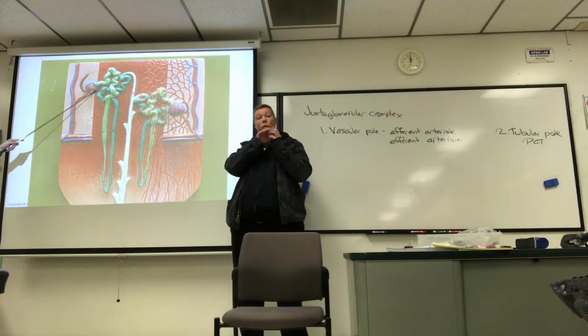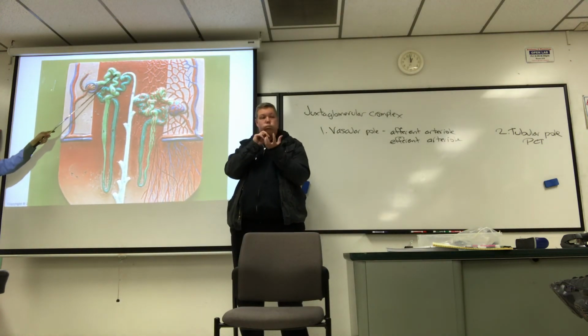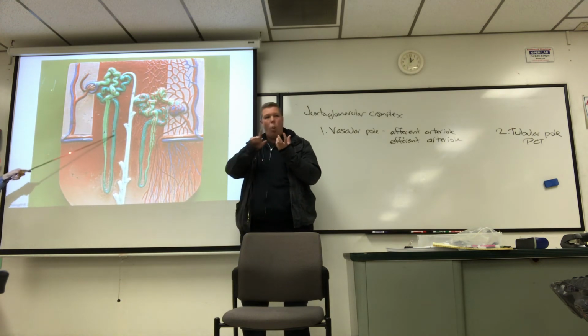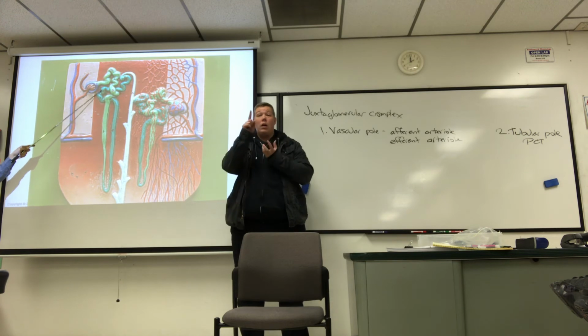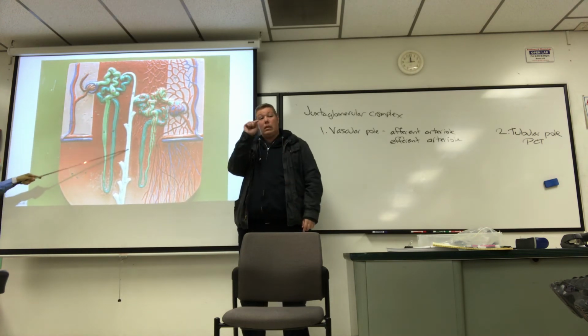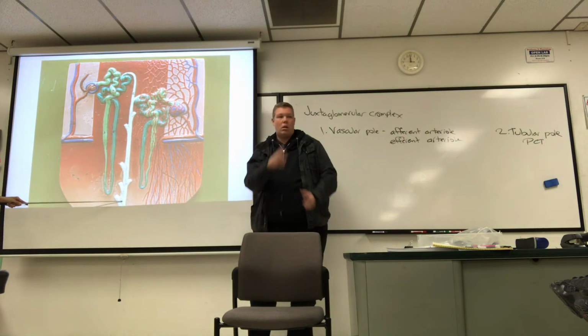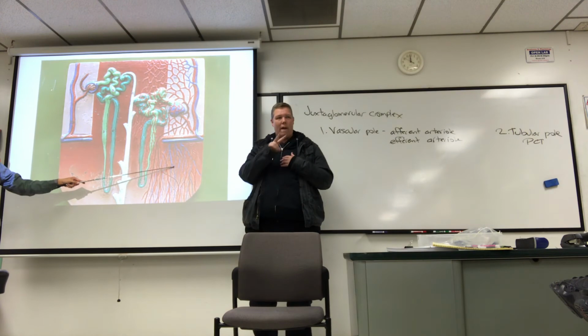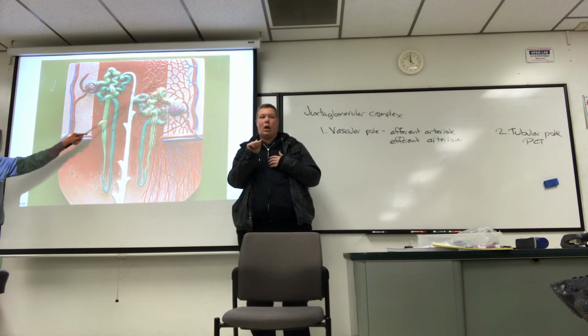There's my Bowman's capsule. And there's my proximal convoluted tubule going down into the loop of Henle. When it goes back up, it's DCT. It always passes by close to here. The DCT will then dump into collecting duct. What are these blood vessels down here? That's the vasa recta, but up here, that's the PT.